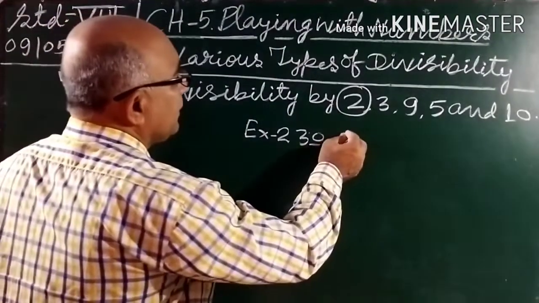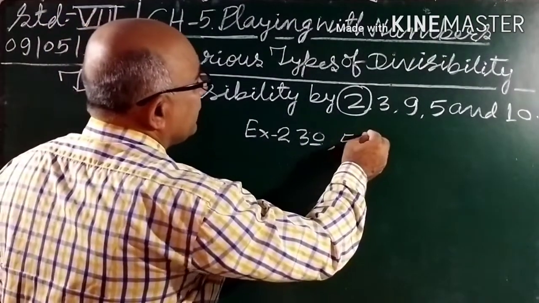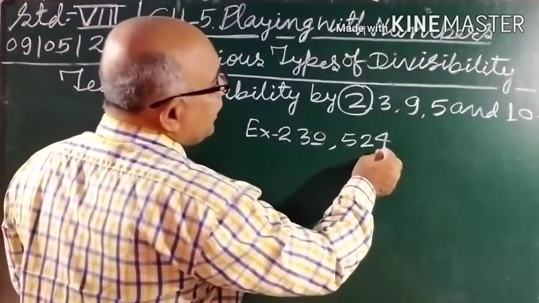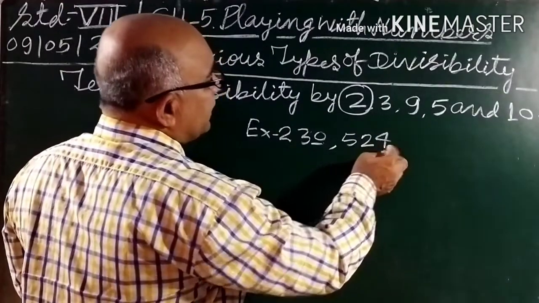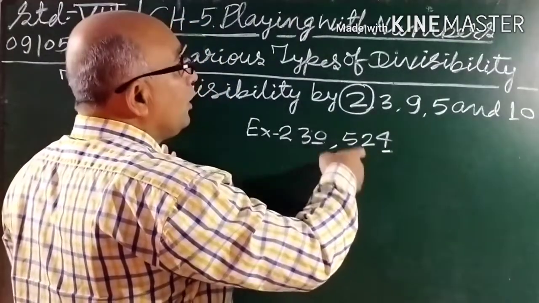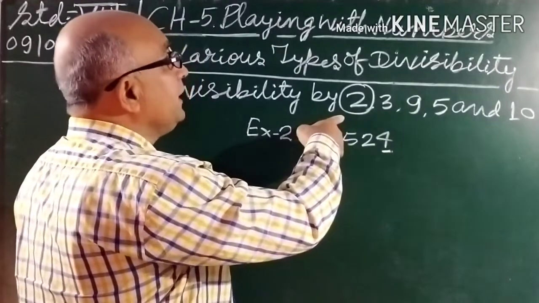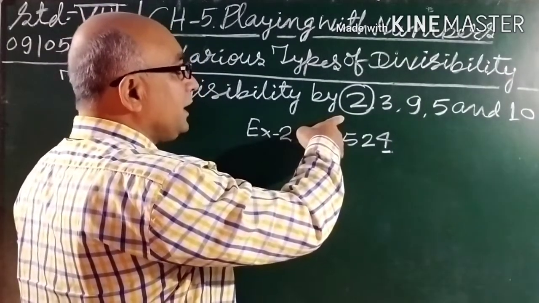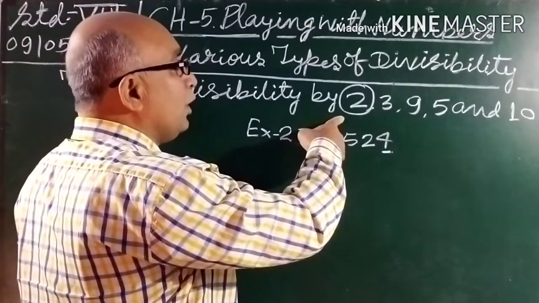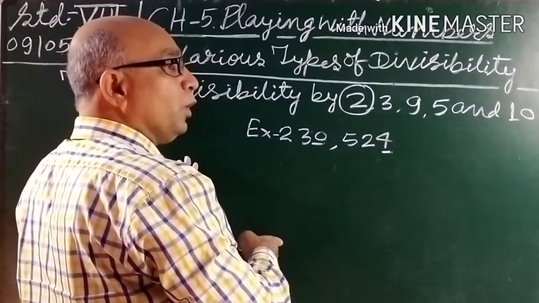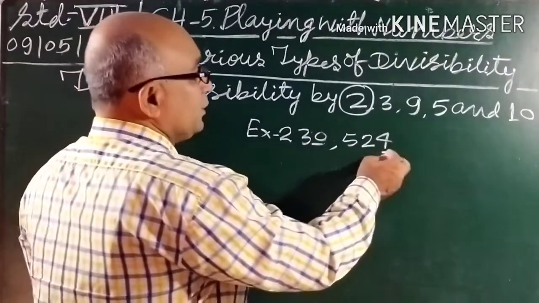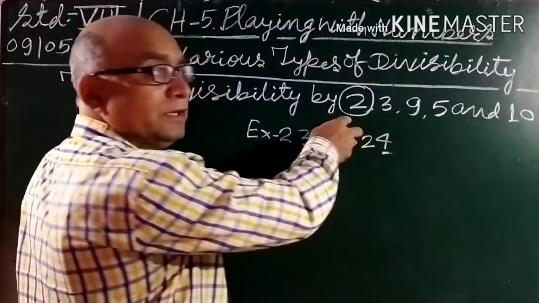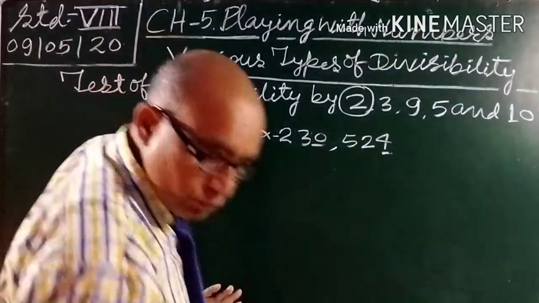Next example: 524. Students, here the unit digit is 4. So by the rule of divisibility by 2, a given number is divisible by 2 if its unit digit is 0, 2, 4, 6 or 8. Here the unit digit is 4. Therefore 524 is divisible by 2.